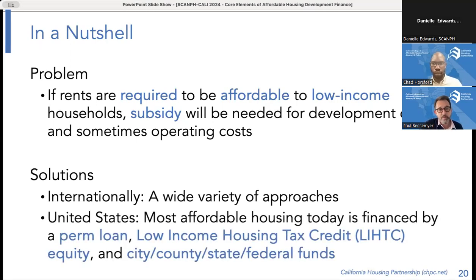So where do we go for that subsidy? Here in the States, most affordable housing, not all, but most affordable housing today is financed by, first of all, a mortgage, a permanent loan, in the parlance. The second major thing is equity gained through the syndication of a federal tax subsidy, the low-income housing tax credit. And finally, additional gap funding from different levels of government, city, county, state, or federal.